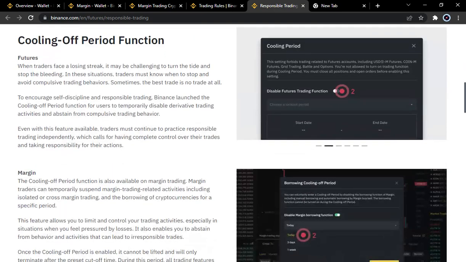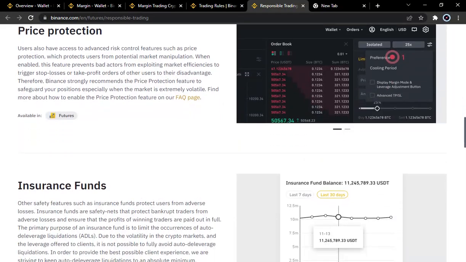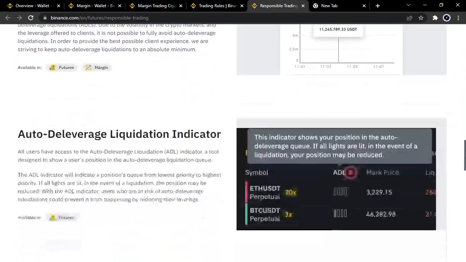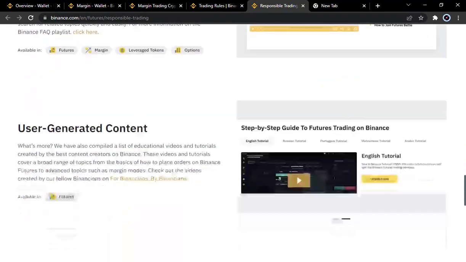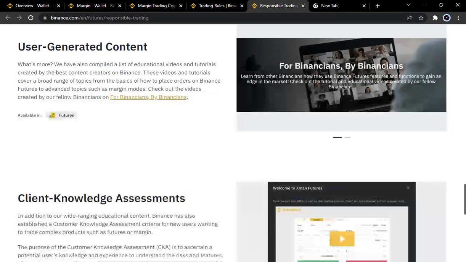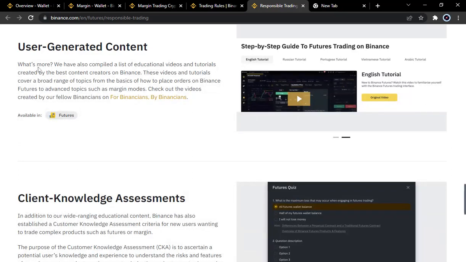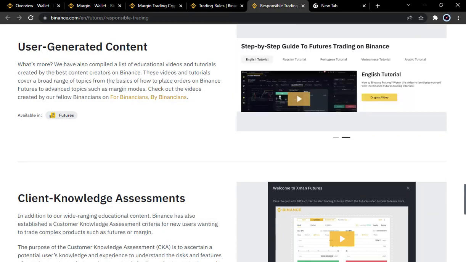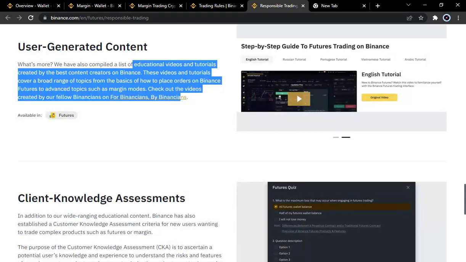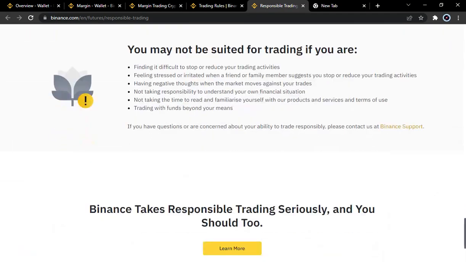So these are some of the benefits of Binance, as Binance uses these to enlighten users that they should try to mitigate the amount of exposure they have. Binance is being transparent and lets them know. So you want to know that we have compiled a list of educational videos. Binance also has lots of educational videos for users who want to know more.